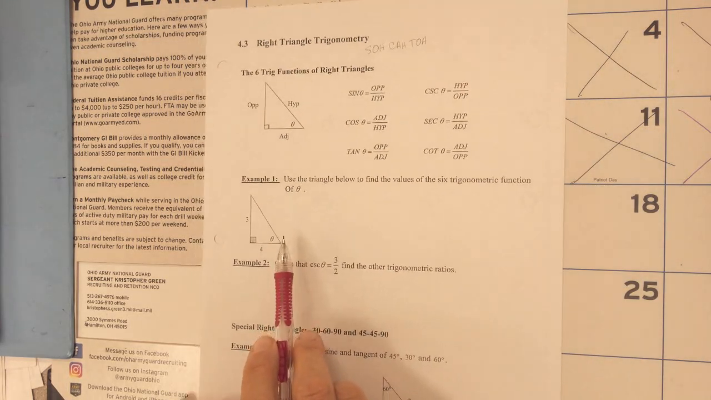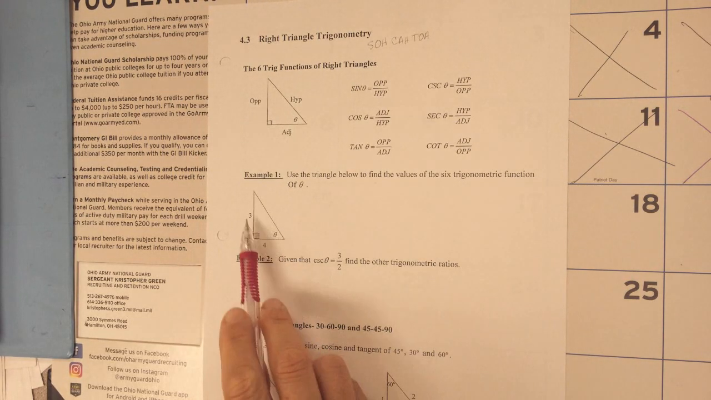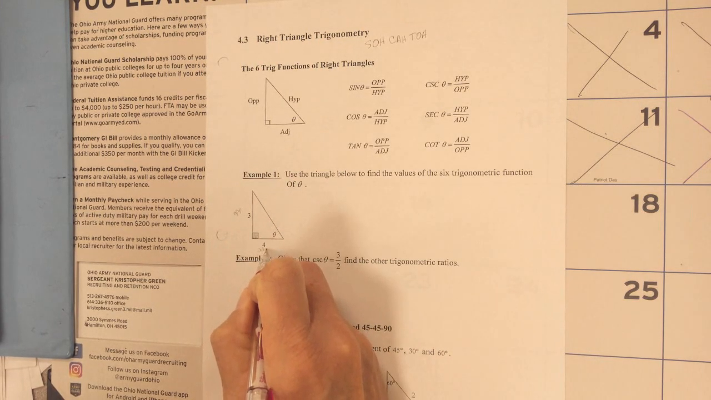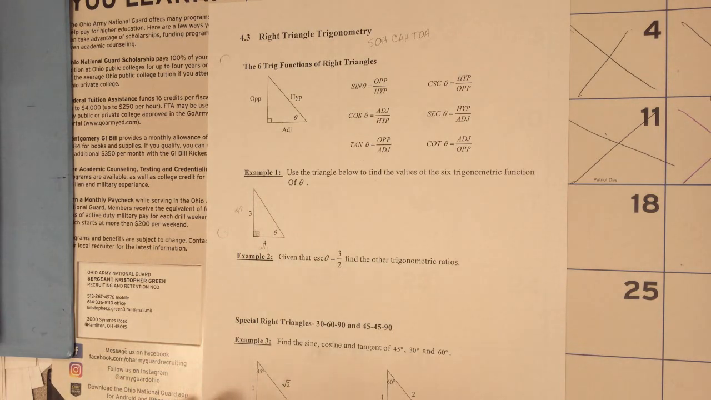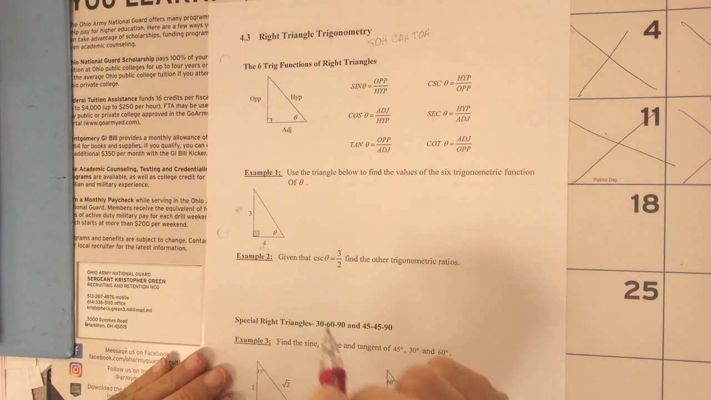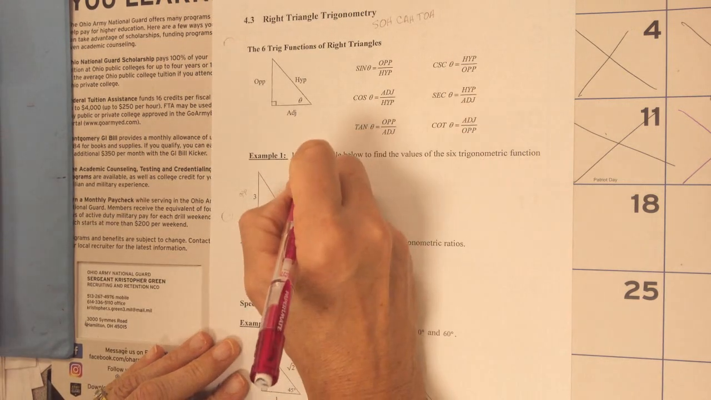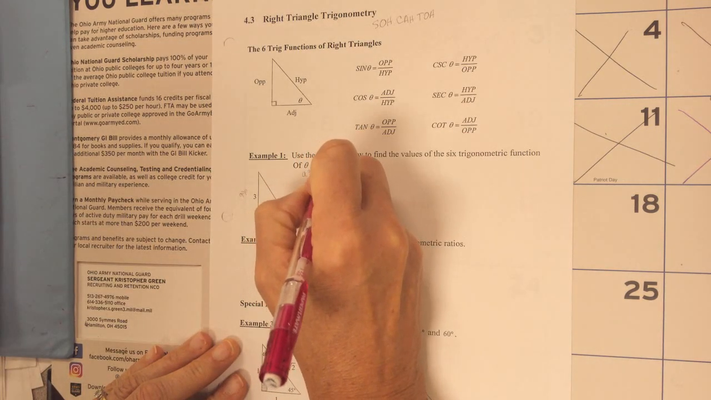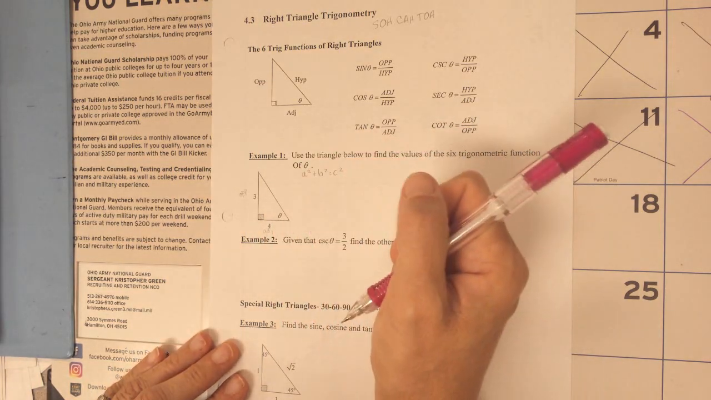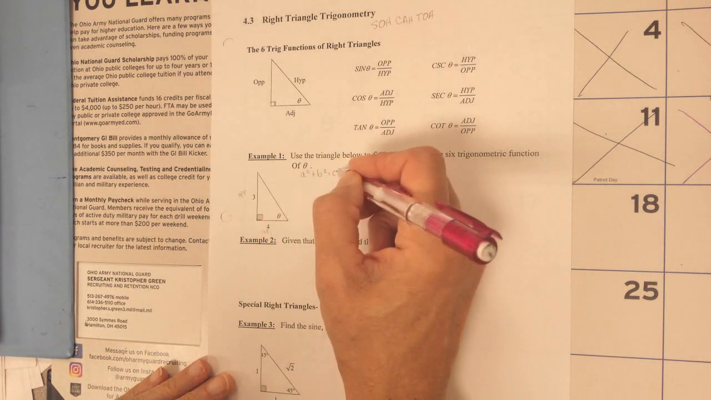So example 1, we have a right triangle. Theta is down here. The opposite side here would be 3. The adjacent side here is 4. Before we find all 6 trig functions, we need to find the hypotenuse. When you're given 2 sides of a right triangle and you need to find a third, you use the Pythagorean theorem: a squared plus b squared equals c squared. It does not matter which sides are a and b. Those are the 2 legs of the right triangle. But the hypotenuse must be your c.